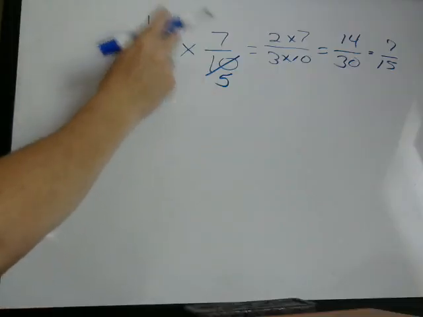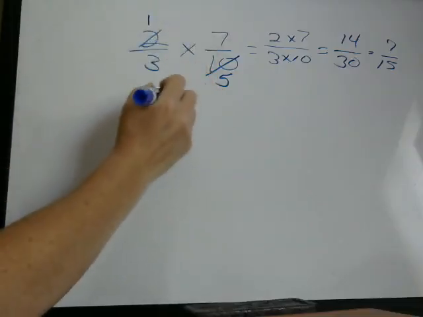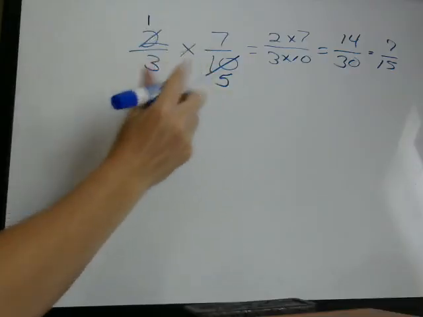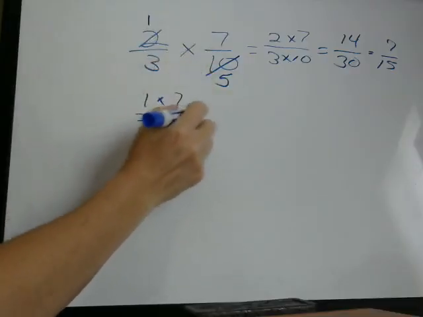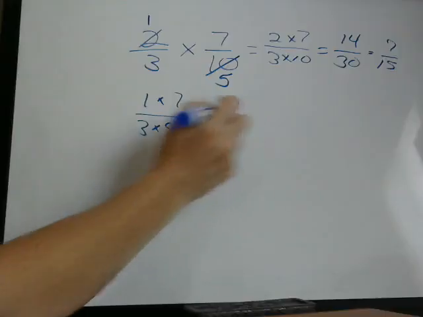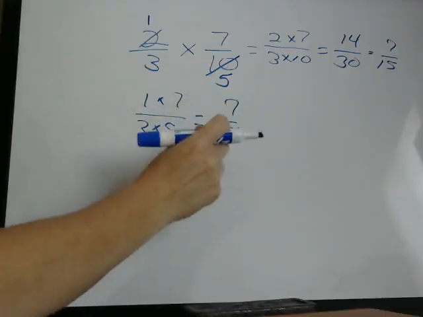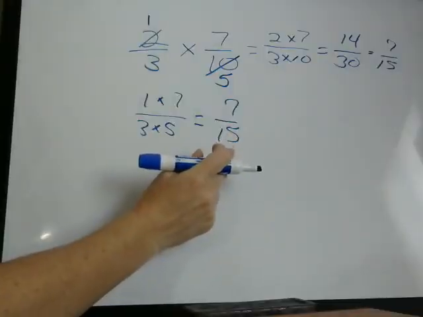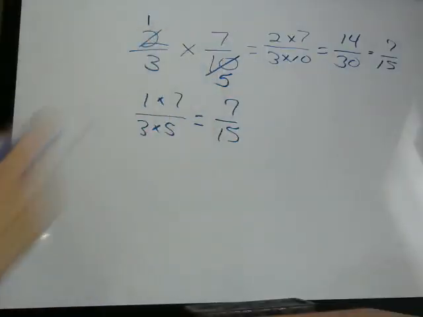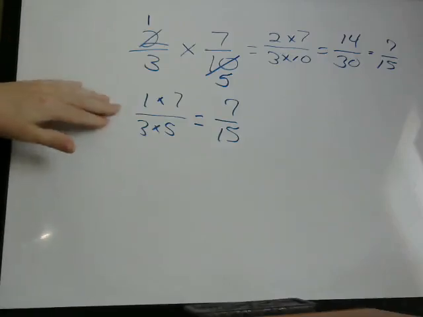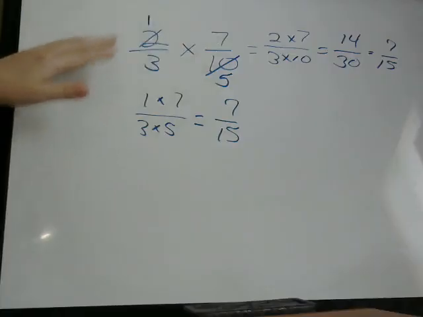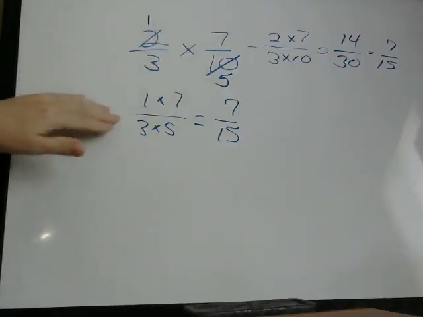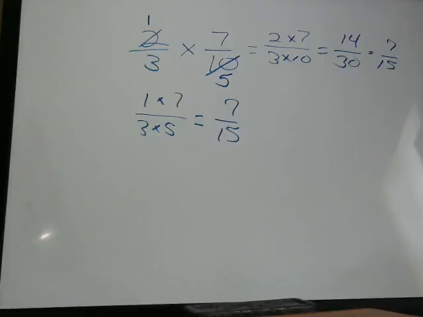So now we have 1 times 7 over 3 times 5. 1 times 7 is 7, 3 times 5 is 15. So you see we end up with the answer already in lowest terms if we do some cancellations prior to the multiplication. But either way is valid. So you can do the multiplication right away, reduce it to lowest terms, or you can cancel and get an answer in lowest terms.